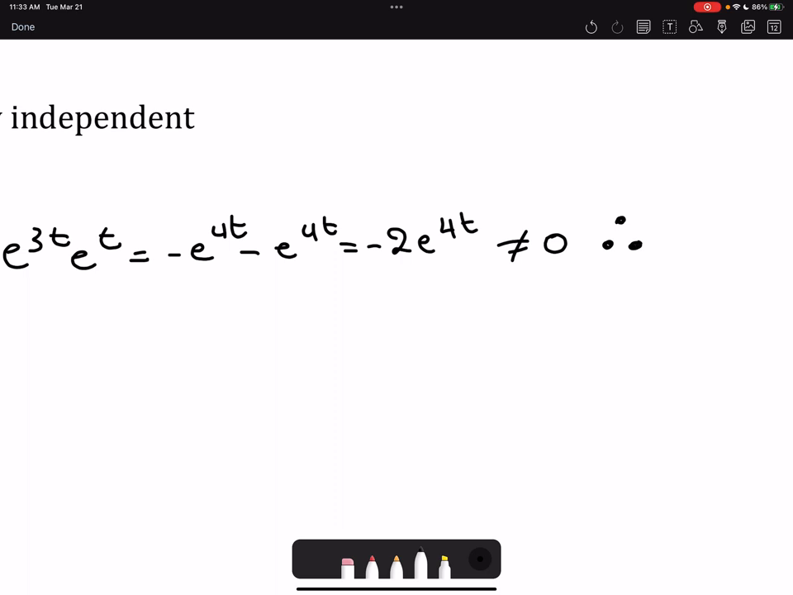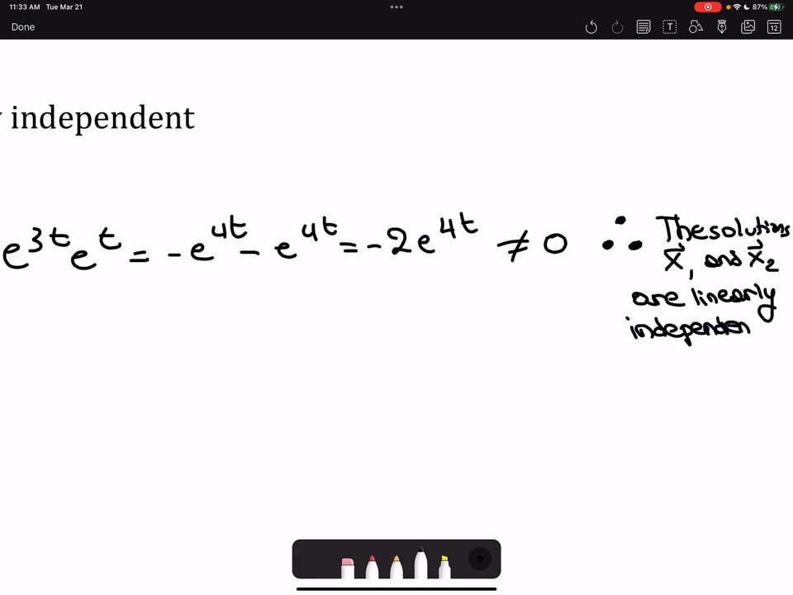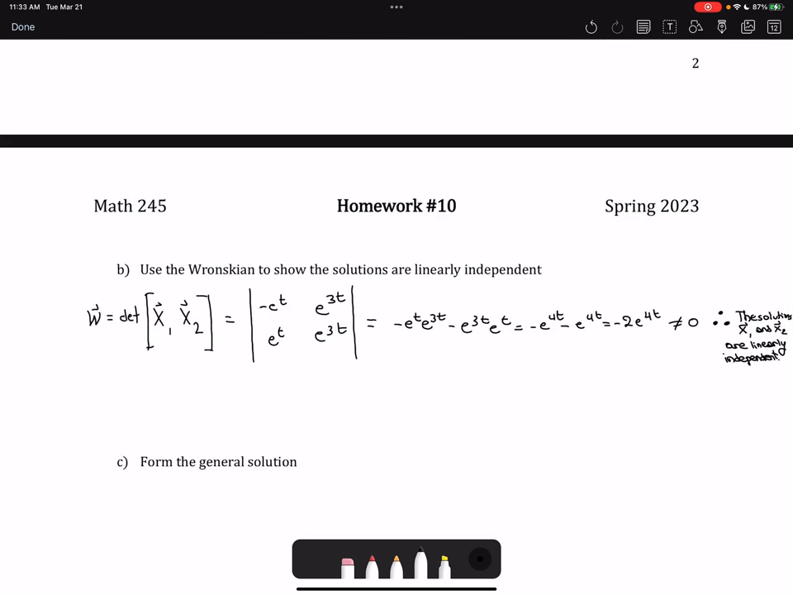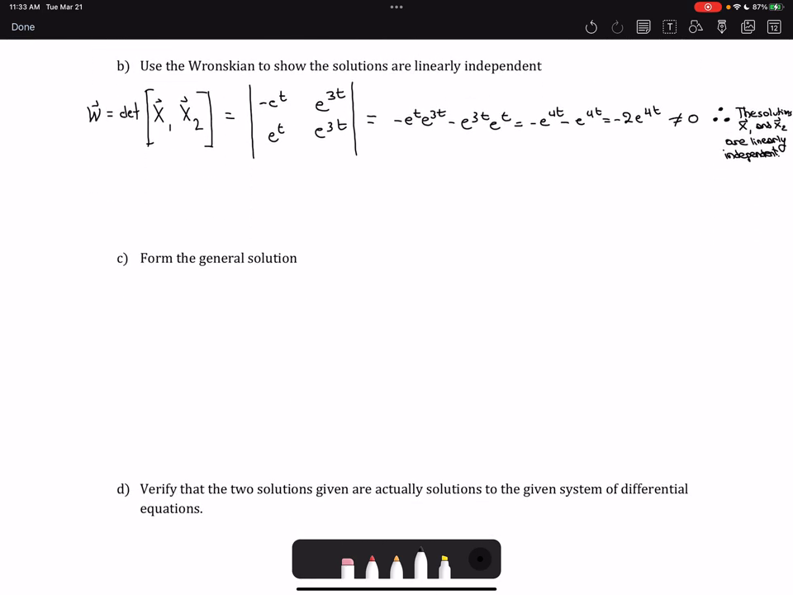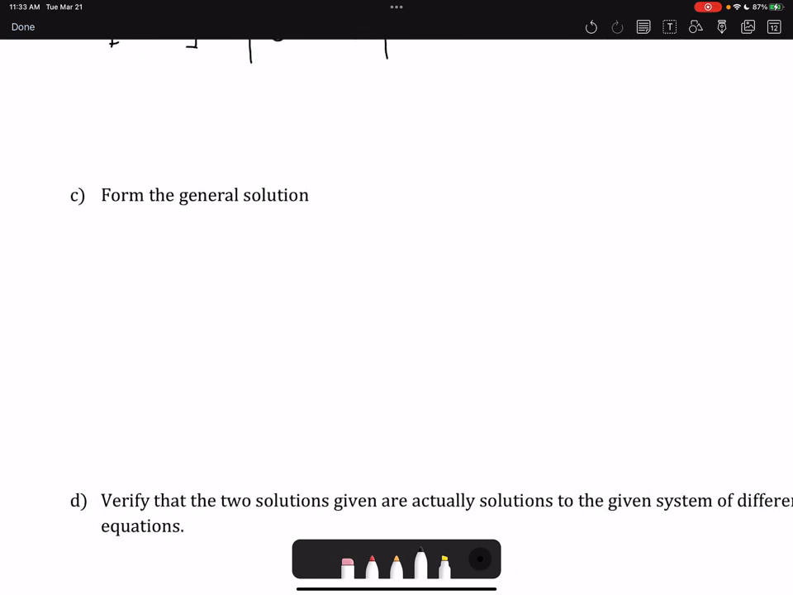this is just a way to say that the conclusion of the previous process is that the solutions x1 and x2 are linearly independent. Okay? And now that we have this, we can form a general solution with the superposition principle.